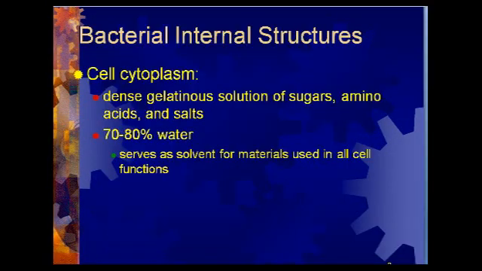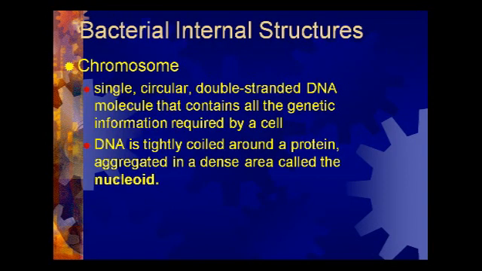Bacterial internal structures. Cell cytoplasm. Cell cytoplasm is a dense gelatinous solution of sugars, amino acids, and salts. And 70 to 80% of cytoplasm is made up of water, which serves as a solvent for materials used in all cell functions. Next internal structure present in bacteria is chromosome. Chromosome is a single circular double-stranded DNA molecule that contains all the genetic information required by the cell. DNA is a tightly coiled structure surrounded by protein, which is called as nucleoid.